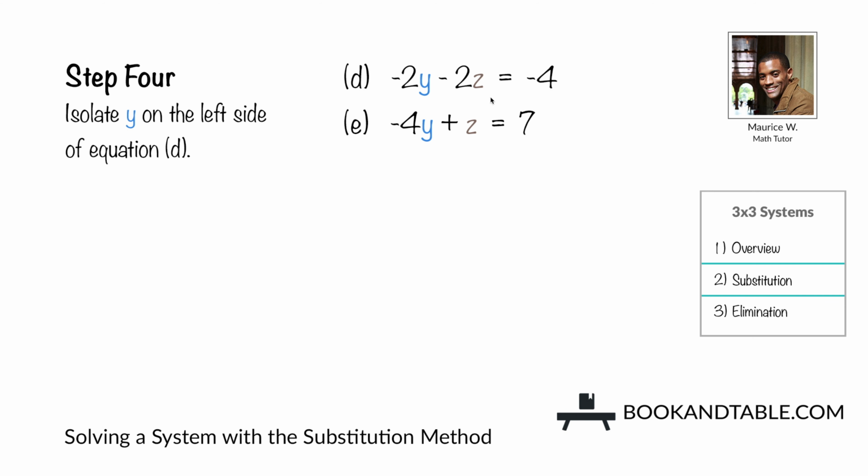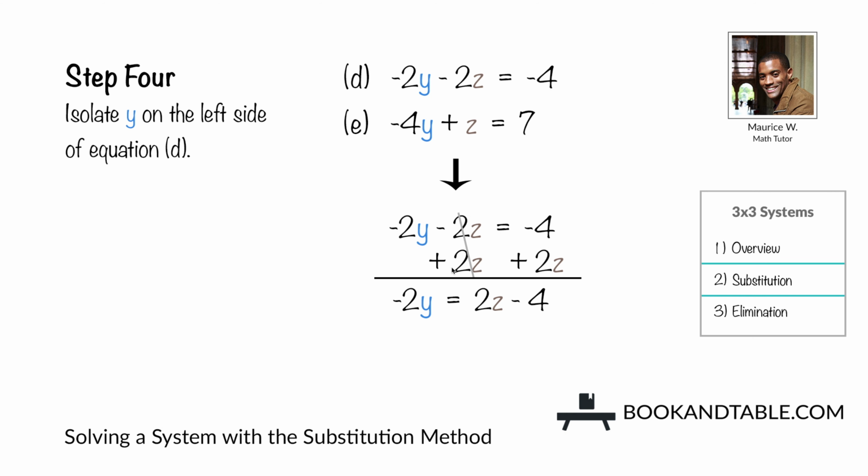So we'll put equations A, B, and C to the side for a moment. And now we want to isolate y on the left side of equation D. So we'll take negative 2y minus 2z is equal to negative 4. And we'll isolate y by first adding 2z to both sides, giving us negative 2y is equal to 2z minus 4. And now we'll divide both sides by negative 2, showing us y is equal to 2z divided by negative 2, which would be negative z. And negative 4 divided by negative 2 would be positive 2. So we get y is equal to negative z plus 2.